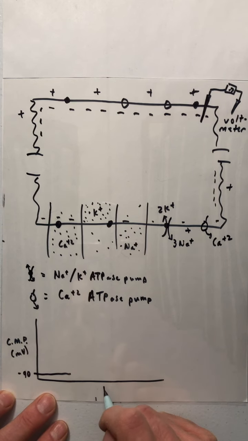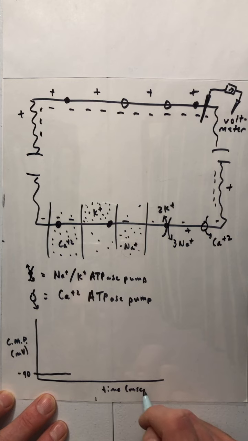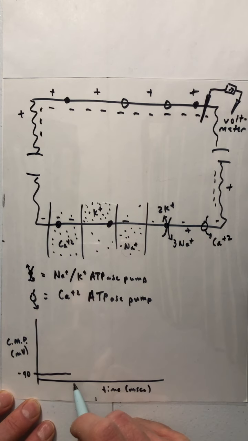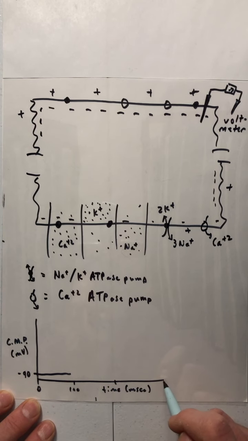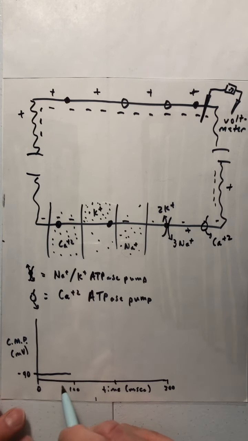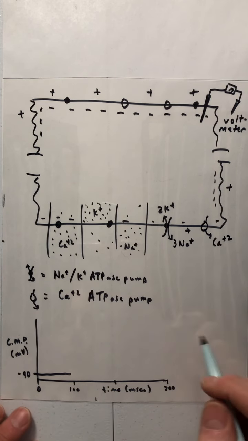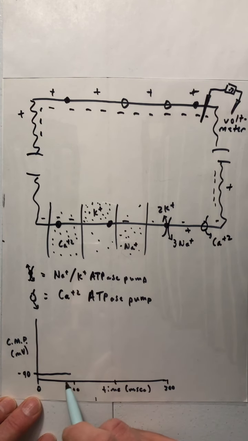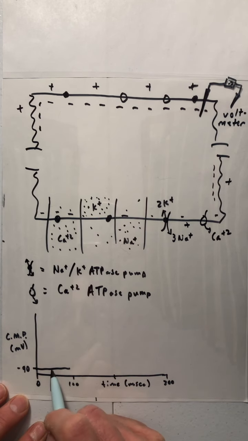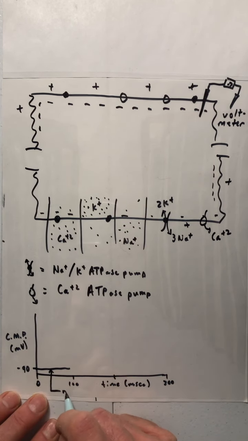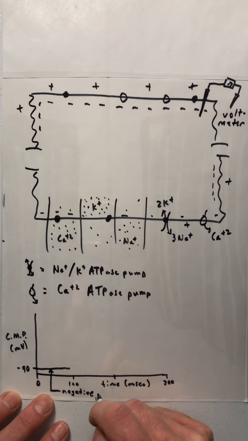If we put time on the x-axis in milliseconds, so maybe 0 milliseconds, 100 milliseconds, 200 milliseconds, 300 milliseconds on the x-axis. So we have a resting membrane potential that's negative again. So we call that the negative resting membrane potential. I'll label that here. It's a negative resting membrane potential.